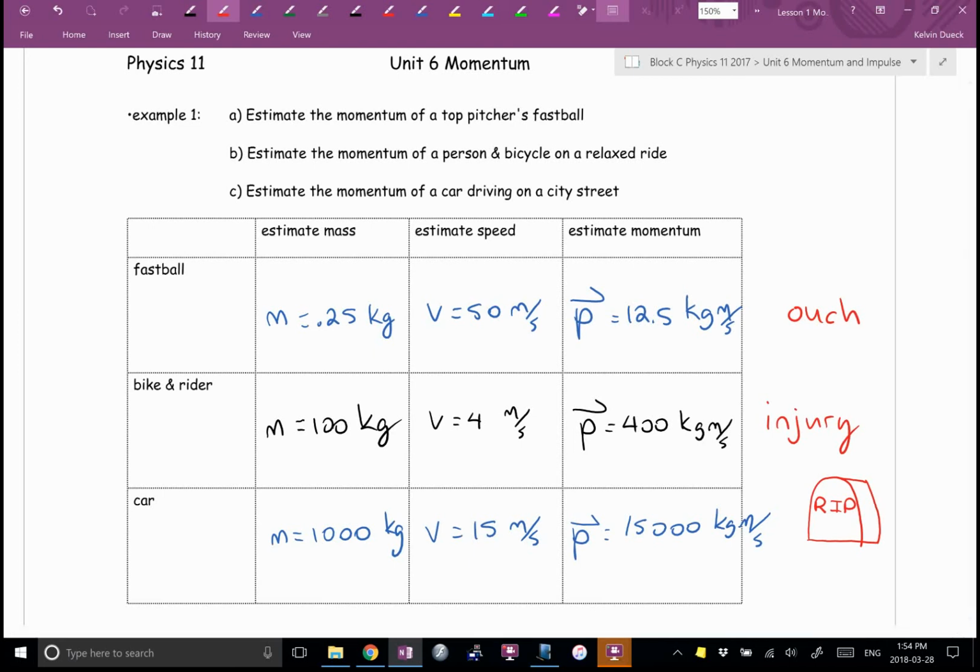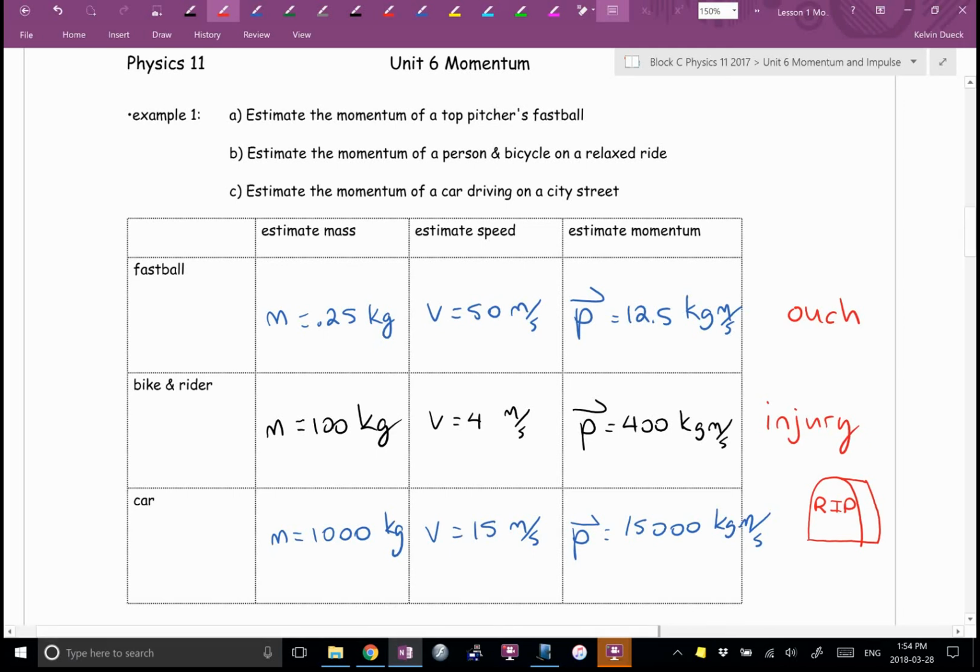Now, one of the things we're going to talk about is, are there ways that you can spread out the momentum absorption over time? Yes. We call them crumple zones. That's what cars are designed to do. But absorbing that all at once would not be a good thing.